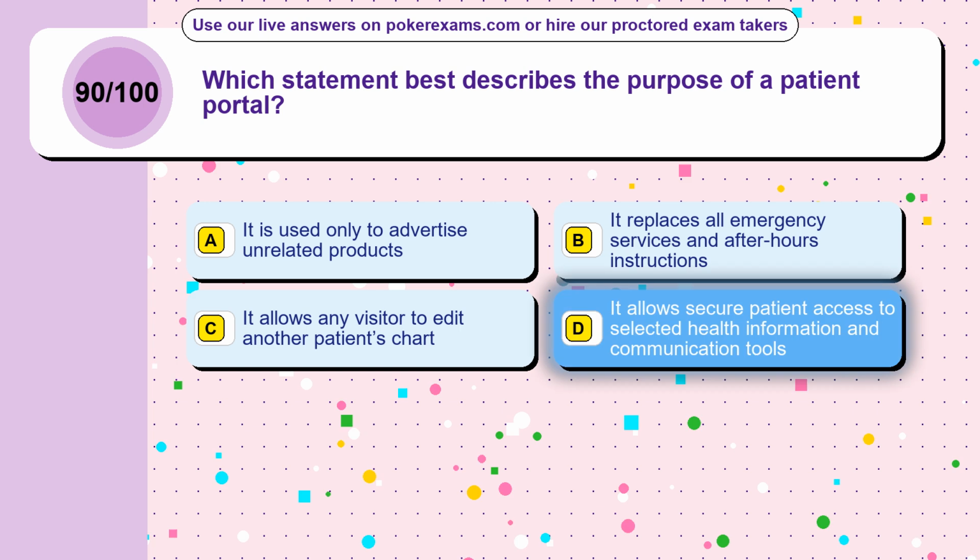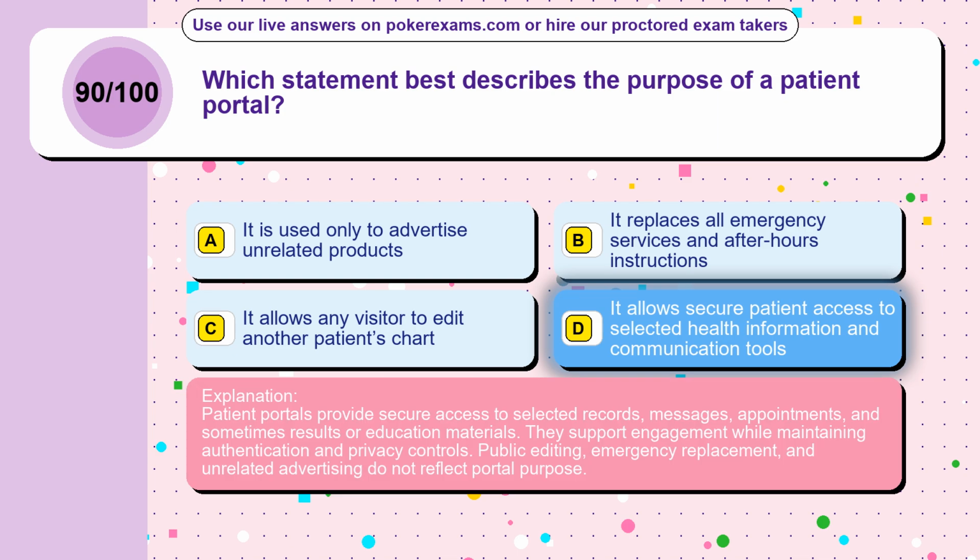The correct answer is option D. It allows secure patient access to selected health information and communication tools. Patient portals provide secure access to selected records, messages, appointments, and sometimes results or education materials. They support engagement while maintaining authentication and privacy controls. Public editing, emergency replacement, and unrelated advertising do not reflect portal purpose.